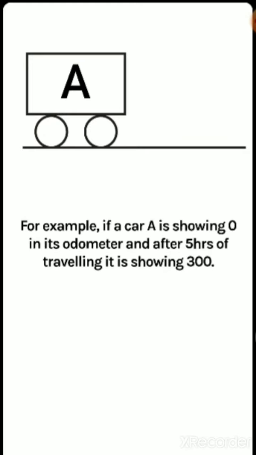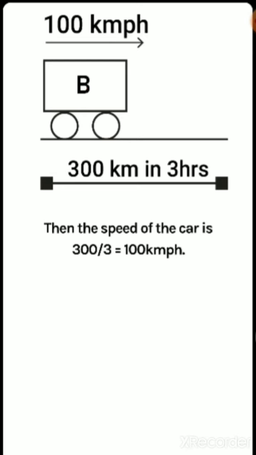Then the next one, let us take another car B. It has traveled the same distance, 300 kilometers, in just 3 hours. Previously car A traveled that 300 kilometers in 5 hours, but car B traveled the same distance in just 3 hours. So here also we can calculate the speed. The speed of the car is 300 divided by the time of 3 hours, which is equal to 100 kilometers per hour, the speed of car B. Definitely car B is moving faster as compared to car A.